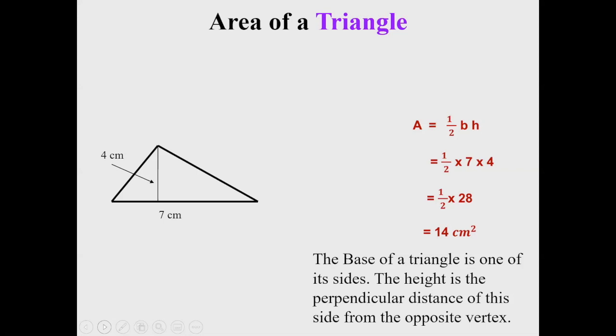Look at this example. The base is 7 centimeters and the height is 4 centimeters. Let us use the formula. The formula says 1/2 times base times height. That is 1/2 times 7 times 4, and 7 times 4 is 28. 28 divided by 2 is 14 square centimeters.